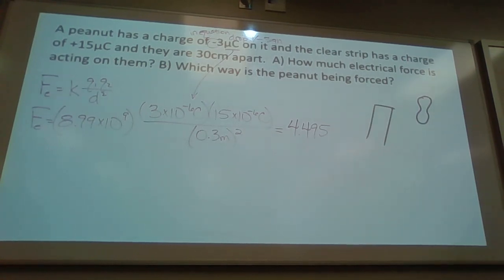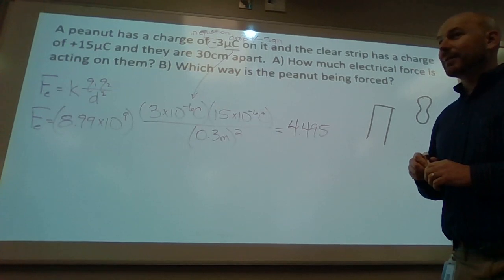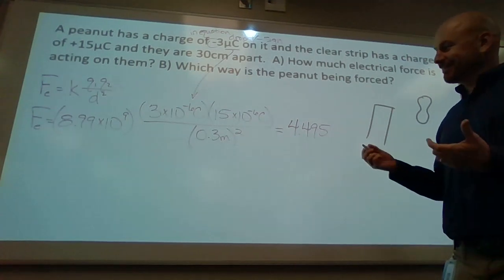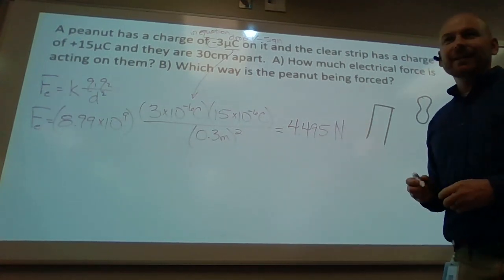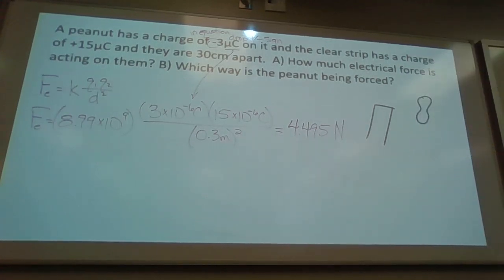Okay, what's the unit? Newtons. It's a force. Remember, square the radius. I just got it times 10 to the 16. You squared the whole thing, didn't you? Almost there. Did you do times 10 to the negative 6 on both of those? I think so. Try it again.